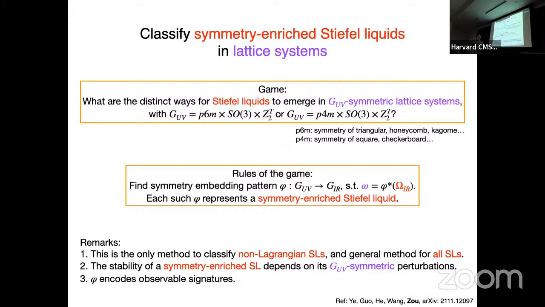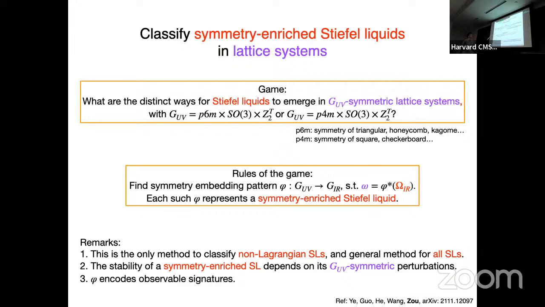So this is different from the P6 symmetry I mentioned. The difference is now I'm really including the reflection symmetry. I can do that. And this P4M is the symmetry of the square lattice or checkerboard lattice. Ruben this afternoon just told me the circular Dieb lattice also has this symmetry. I didn't know what the Dieb lattice was before. Okay.